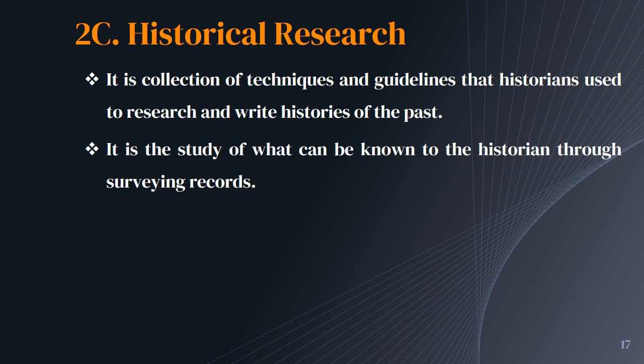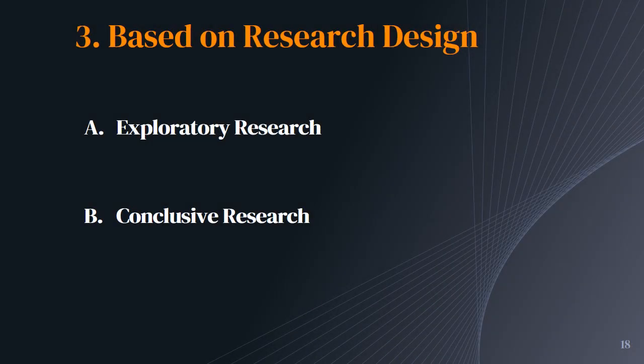Let's move on to another criteria for the classification of research. It is called based on research design. Based on research design, there are two types of research: exploratory research and conclusive research. These two researches run in exactly opposite directions. In exploratory research, we are going to explore something, and conclusive research is exactly opposite to that. Let's see what is there.